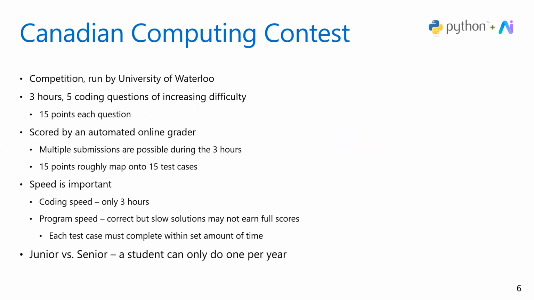Smaller font, but I'll go through them. So CCC stands for Canadian Computing Contest. It is run by the University of Waterloo. It is considered a competition. Sometime in February, the date might have been set for 2024 already, but one particular date, February 2024, there will be a 3-hour slot. Once it opens, anyone who's participating will receive 5 coding questions of increasing difficulty, 15 points each question.